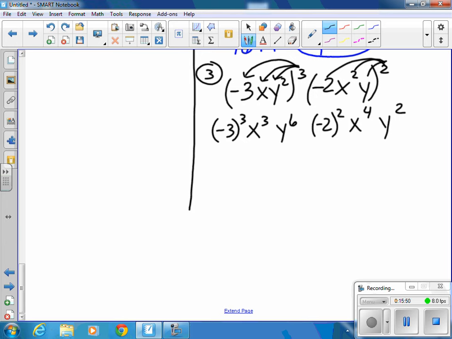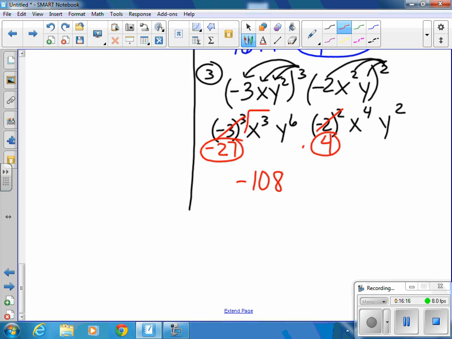Now we want to deal with our coefficients and then put our terms with the same base together. So let's turn our powers into regular numbers. Negative 3 to the third power is going to give you negative 27. Negative 2 squared is going to give you positive 4. Because these are just numbers, you're going to multiply them together. It's a big old multiplication problem. So negative 27 times 4 is going to give you negative 108. That's your new coefficient.